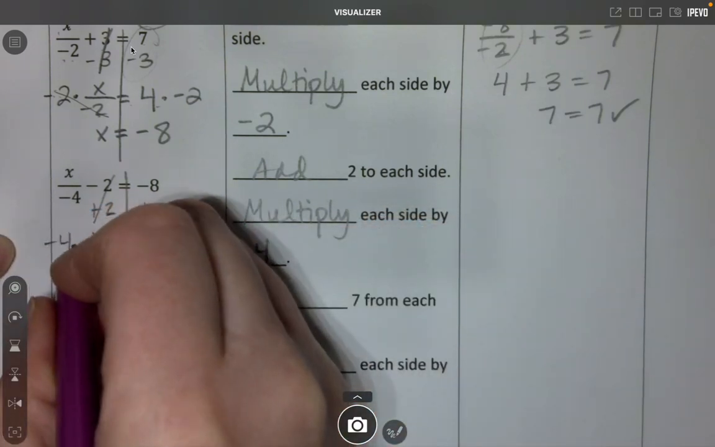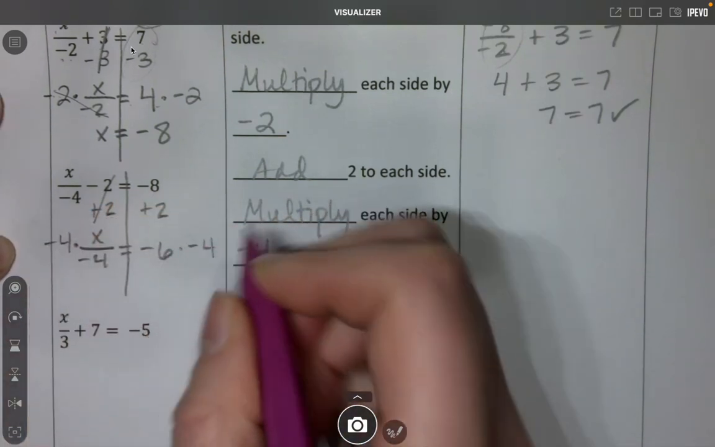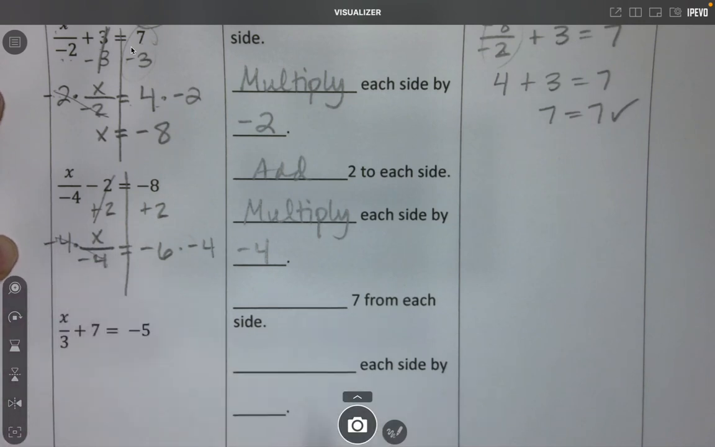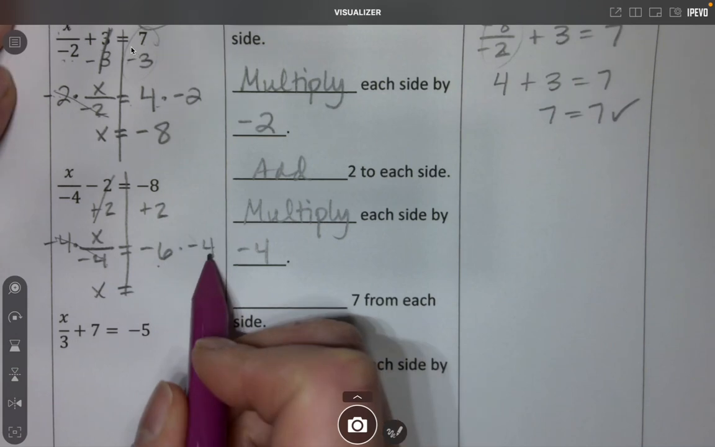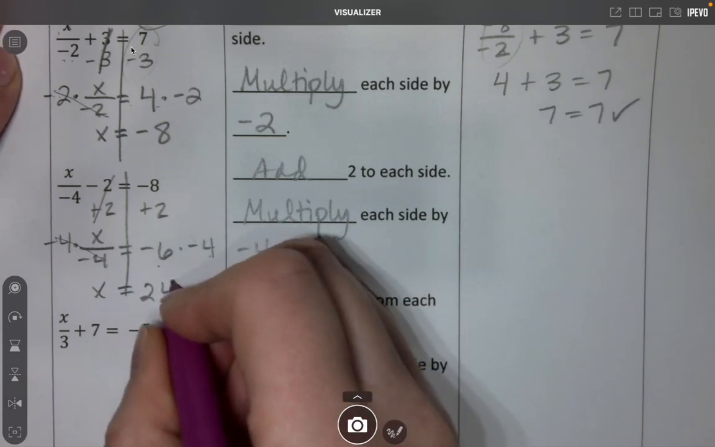So negative 4 times negative 4, this is going to make a 1. So 1x is x. Negative 6 times negative 4 is a positive 24.